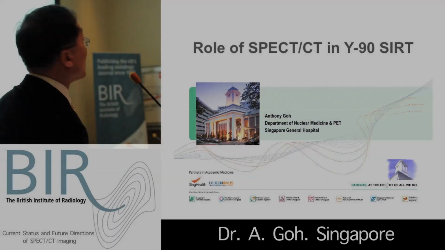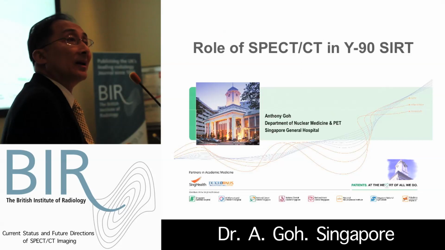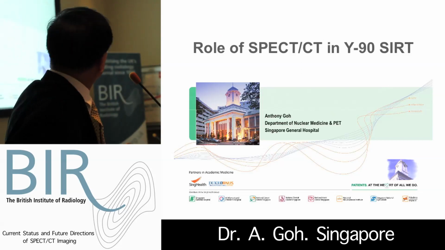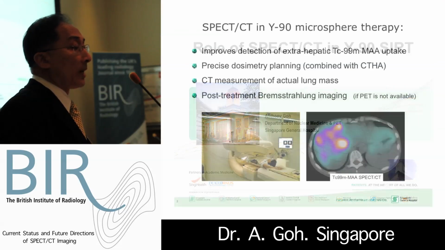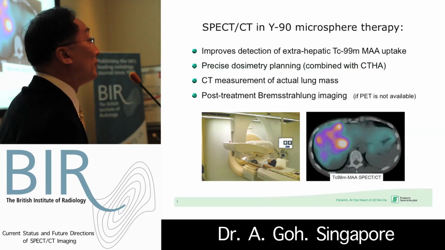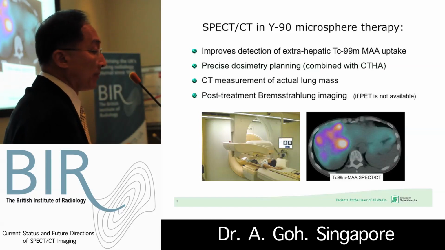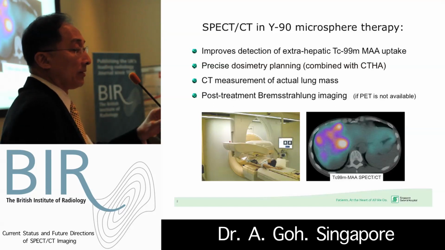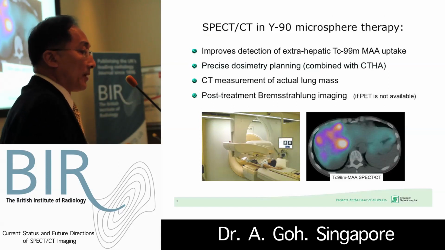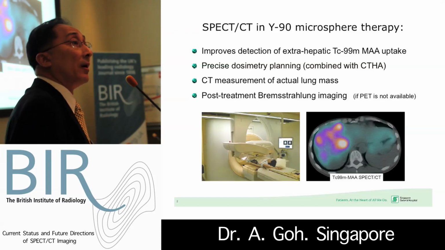something more therapeutic in nature compared to mostly diagnostic applications of SPECT CT, and how we use it in our Tc99m microsphere therapy. Just to give a broad overview of what I hope to cover in the next 30 minutes: there are at least 4 different things we could use SPECT CT for in applying to microsphere therapy. The most obvious, of course, is improved diagnostic detection of extrahepatic localization of our surrogate, the Tc99m MAA.